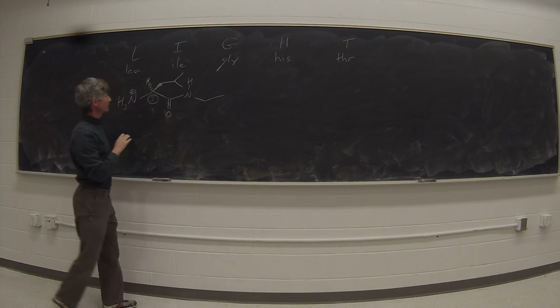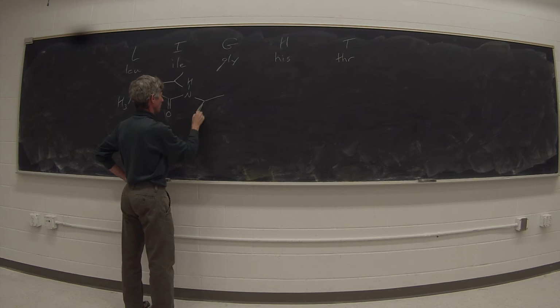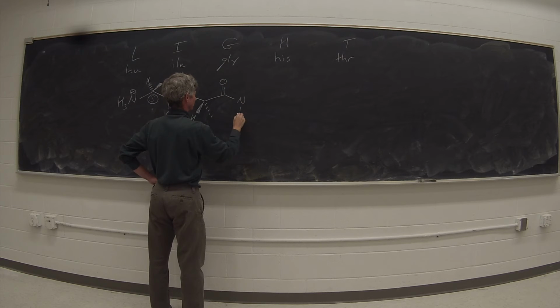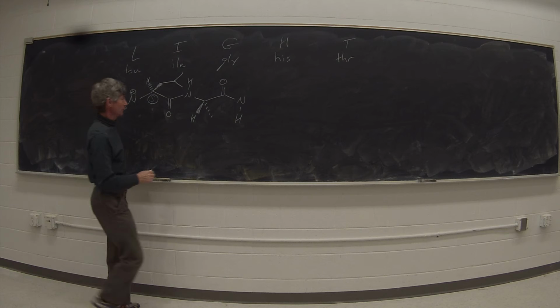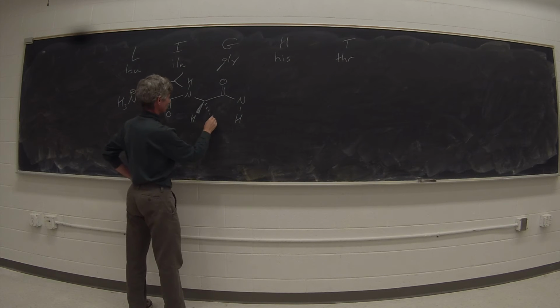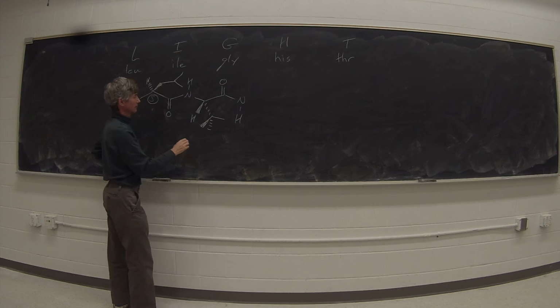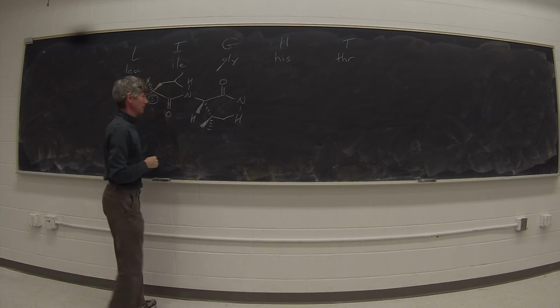The next one is pointing down, and when you have it pointing down, the hydrogen needs to come out of the board, and the side chain is going to go back. The isoleucine side chain is a secondary butyl group. So attached to here, we're going to have a methyl group, a hydrogen, and a CH2CH3, an ethyl group.